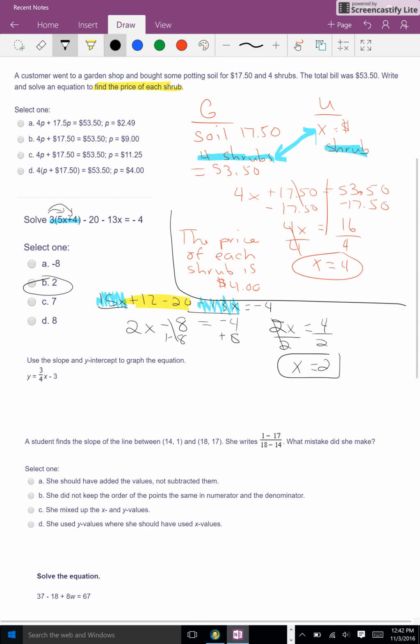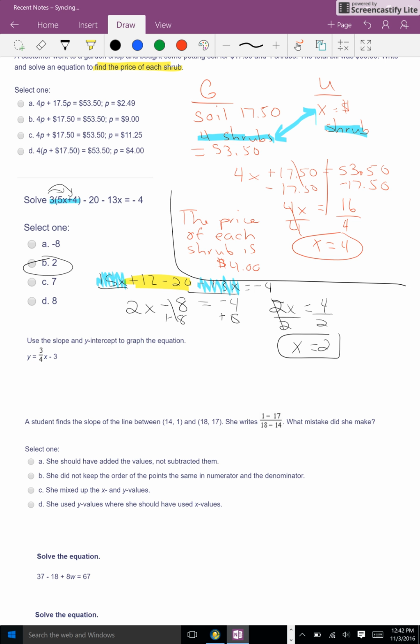Now for the fourth type of problem, use the slope and y-intercept to graph the equation. You are going to have to be able to graph by hand. Miss Cease and I like to pull out the 3 and the 4, 3 over 4, and our b value, which is -3. The b value tells us where we begin. So we are going to begin at 1, 2, 3 down and plot a point. So that is our y-intercept.